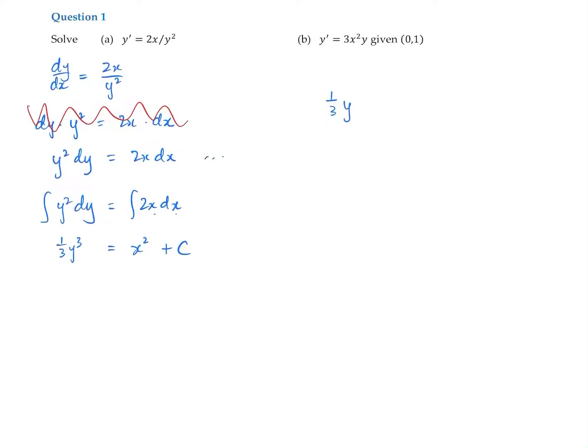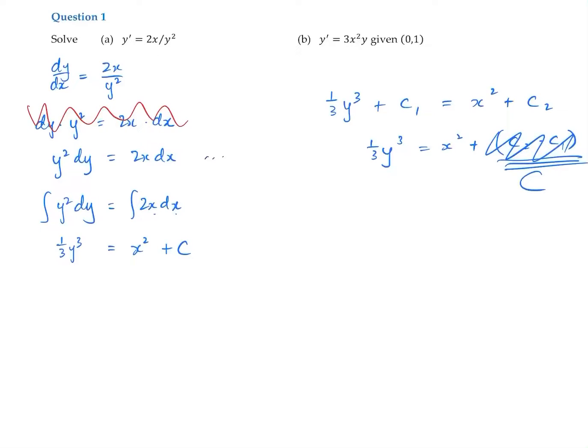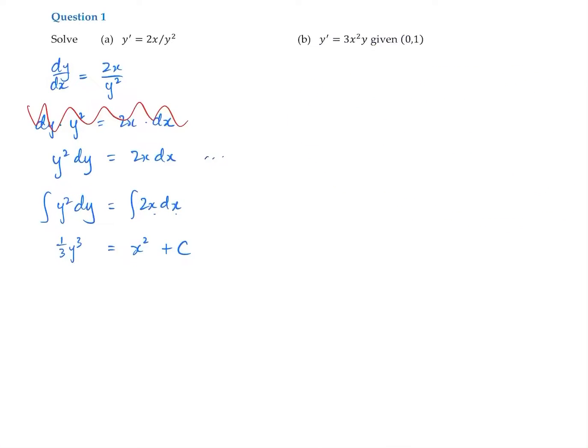I could have 1/3 y cubed plus c1 equals x squared plus c2, and then we'd have a third y cubed equals x squared plus c2 minus c1, but we've got no idea what either of these constants are, so we'll just call that plus c. Right, so get used to that: we're integrating both sides, but we only need to put the constant on one side. Now, we don't have an initial value here or anything like that, so we are just solving generally. So we'll just make y the subject.